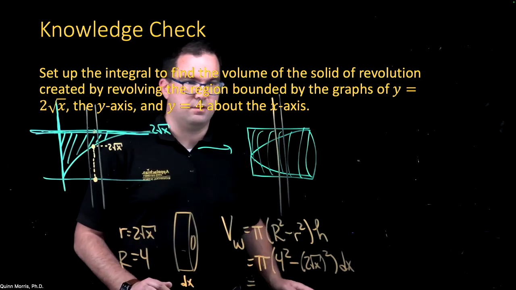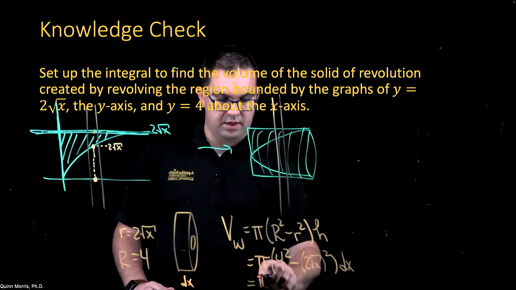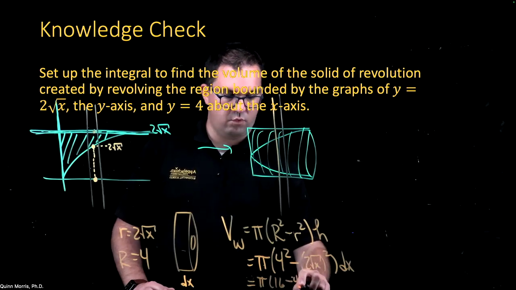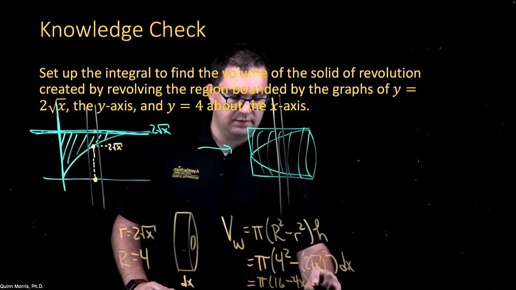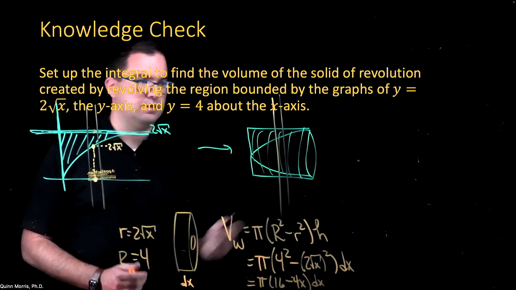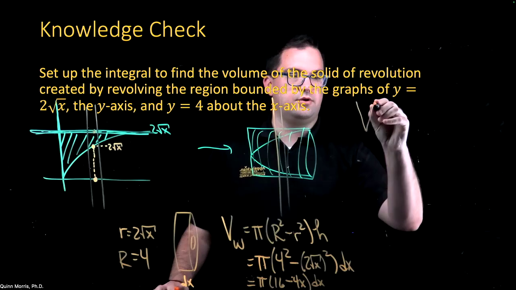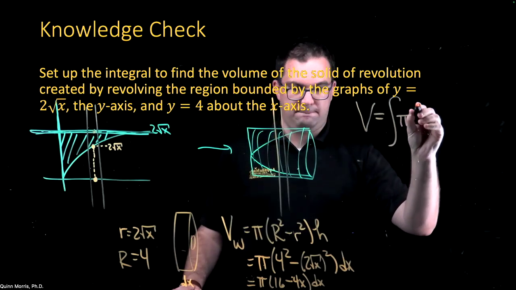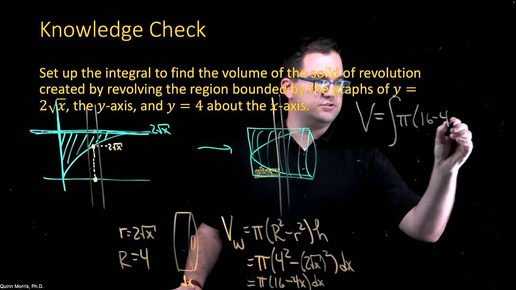And again, I can do a little cleaning up here. This is pi times (16 minus 4x) dx. And so now to write the integral for my total volume, that's just the integral of pi times (16 minus 4x) dx.